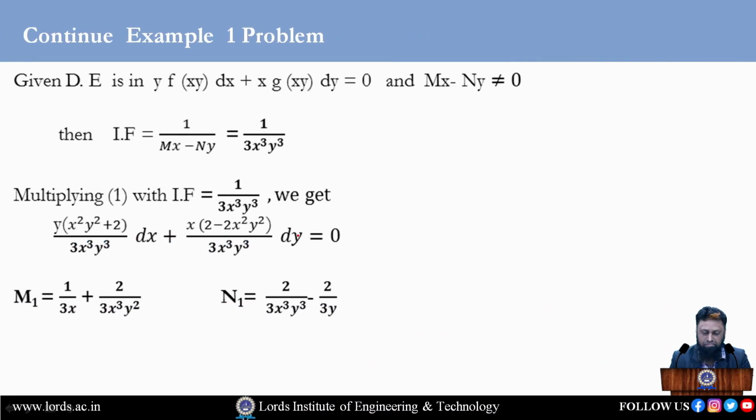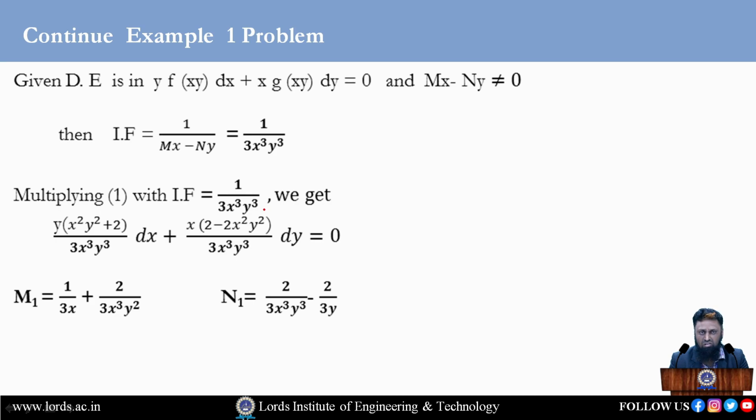Now we go to the next. Here, this is not a homogeneous differential equation. Now this is in the form of y f(x, y) dx plus x g(x, y) dy equal to 0. So the integrating factor is 1 by (Mx minus Ny). Now you have to substitute M into x.